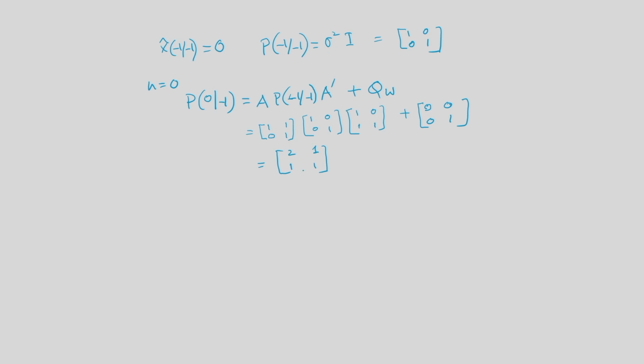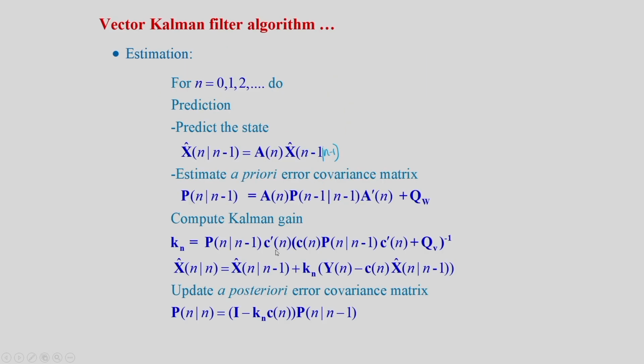error covariance matrix. Now, given this, we can find out K 0, the Kalman gain at time 0, that is equal to P of 0 given minus 1 into C transpose into the inverse of C into P of 0 given minus 1 into C transpose plus Q V. So, this is the expression we get from this formula. So, this is the Kalman gain.